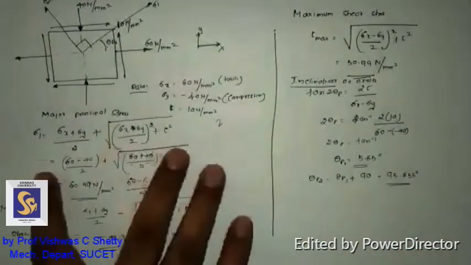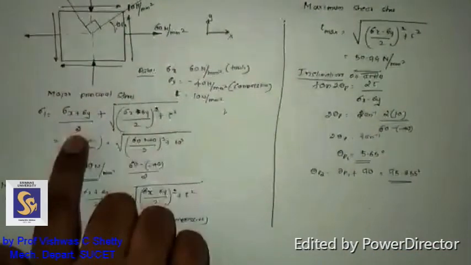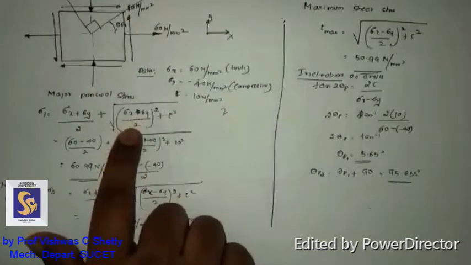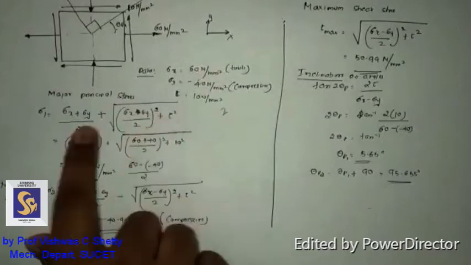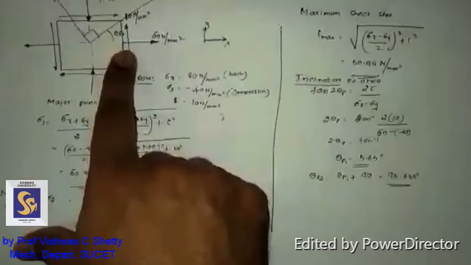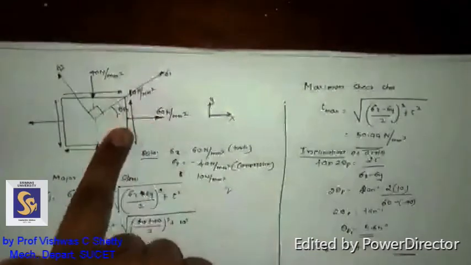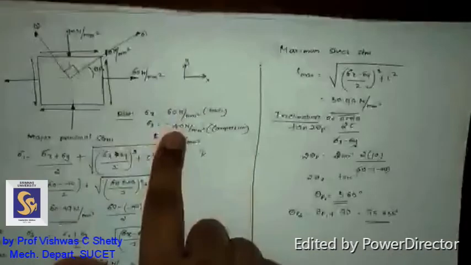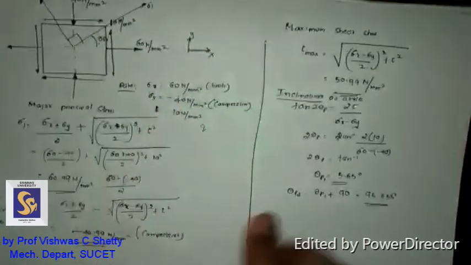Just this formula you have to remember: sigma x plus sigma y by 2 plus or minus root of sigma x minus sigma y by 2 whole square plus tau square. So this will be plus or minus here. For sigma x and sigma y, you have to see from the question whether it is tensile or compressive. Depending on that, you have to take the sign conventions. Tau also will be there.